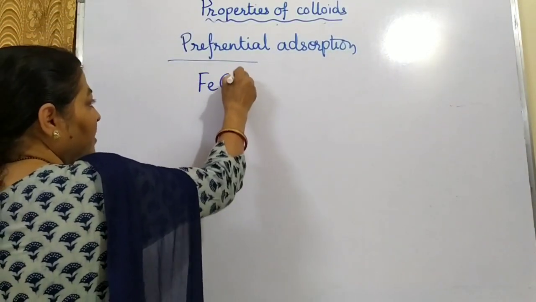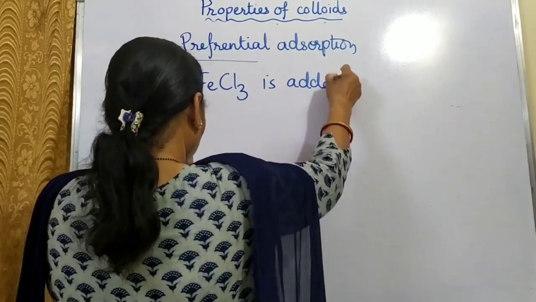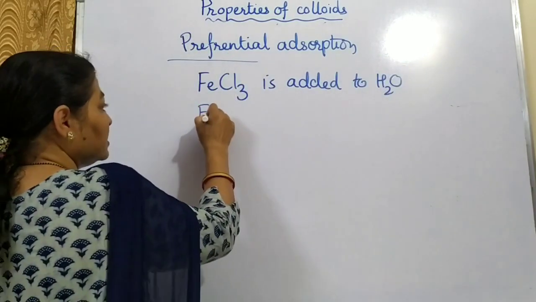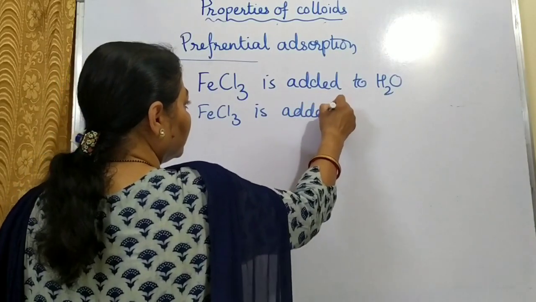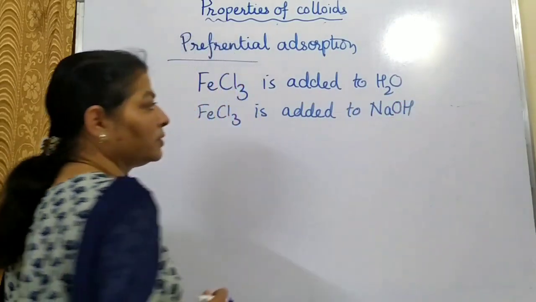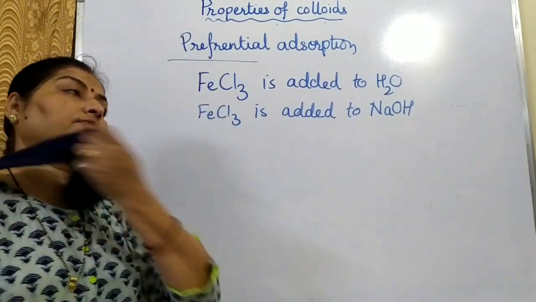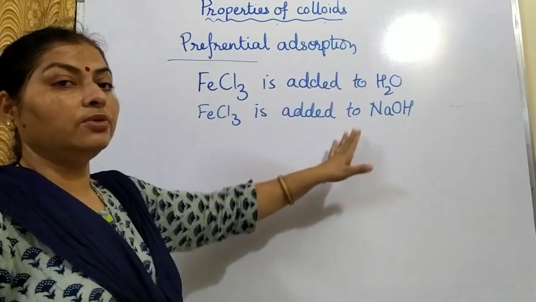If ferric chloride is added to water, and the second case is ferric chloride added to NaOH. So which charge salt, positive charge salt or negative charge salt, is generated when ferric chloride is added to water, and when ferric chloride is added to NaOH?